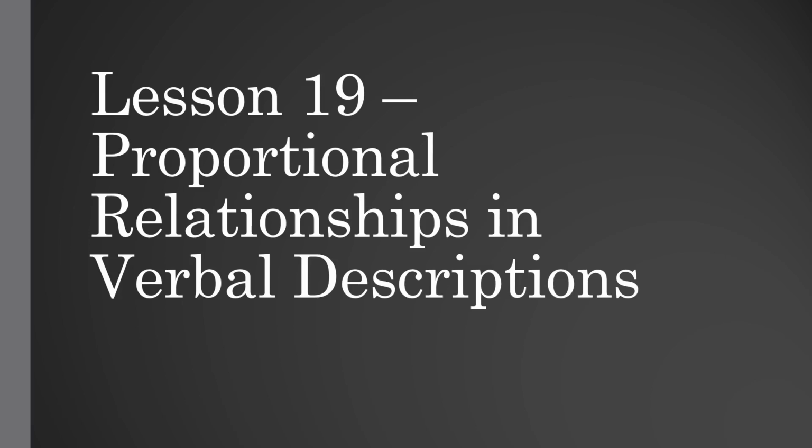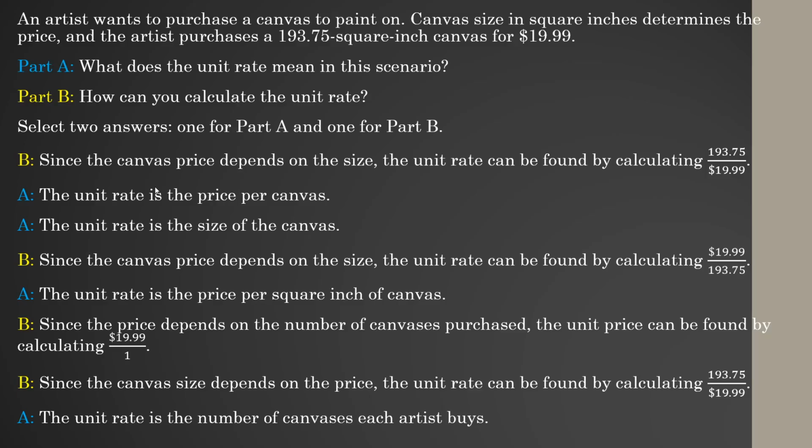In this video, I will be going over lesson 19, which is about relationships in verbal descriptions. Our first question says that an artist wants to purchase a canvas to paint on. Canvas size in square inches determines the price, and the artist purchases a 193.75 square inch canvas for $19.99.